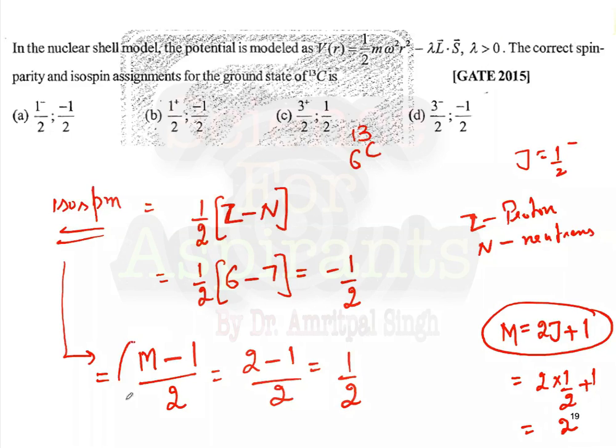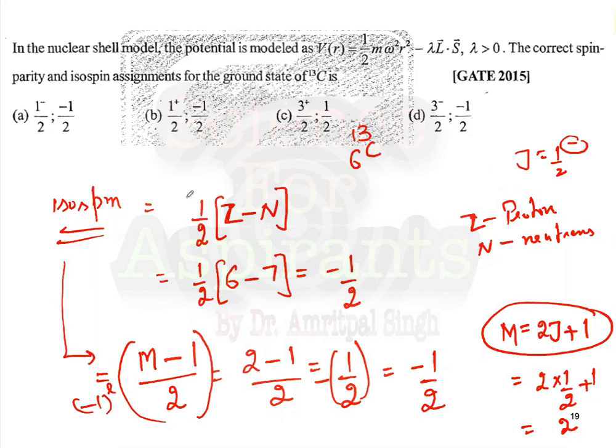Here I would like to mention we also have to add the parity. So the parity we multiply with this. The parity coming out for this is minus, so we will add a minus sign here. So the isospin for this carbon 13 nucleus will be equal to minus 1 by 2. So the correct option is 1 by 2 minus and minus 1 by 2. So option A is the correct option.